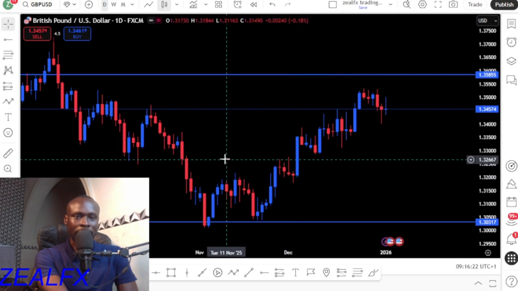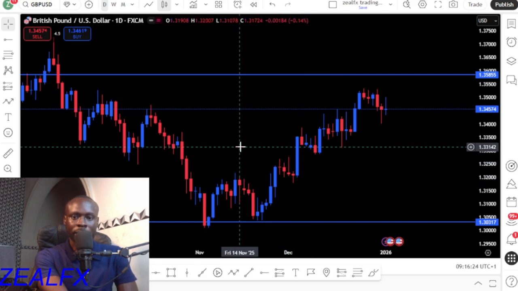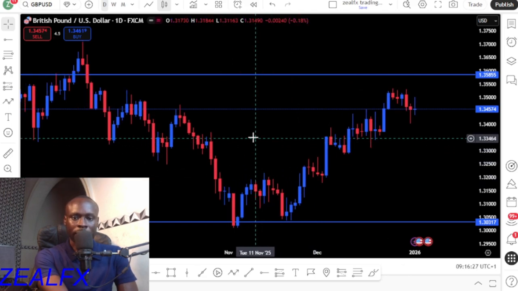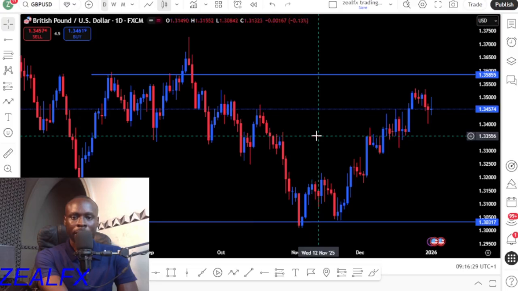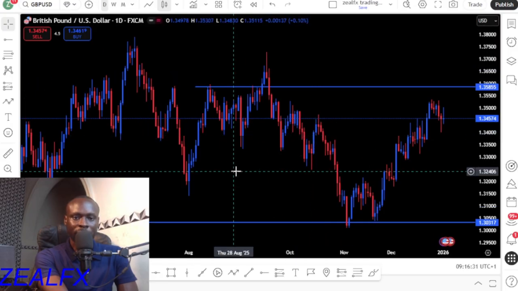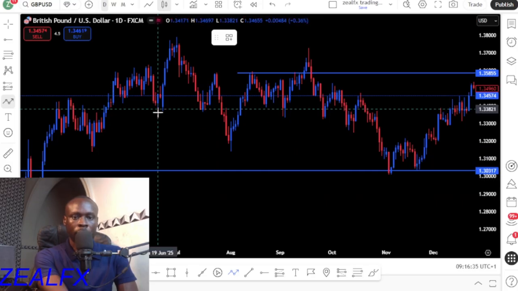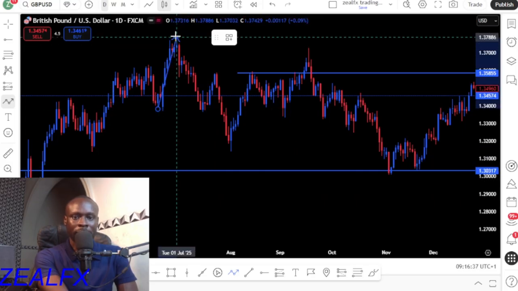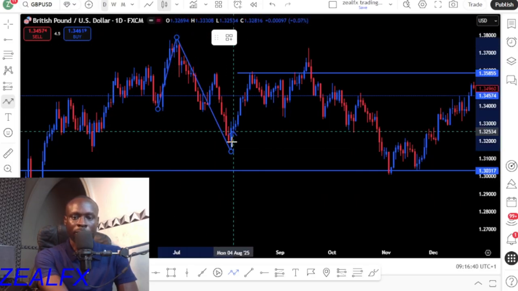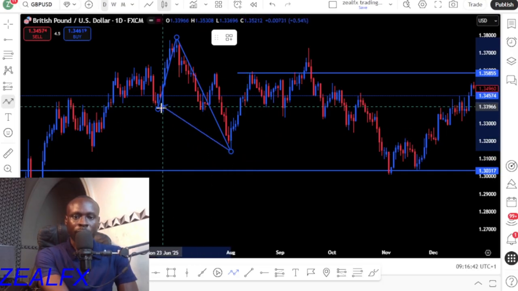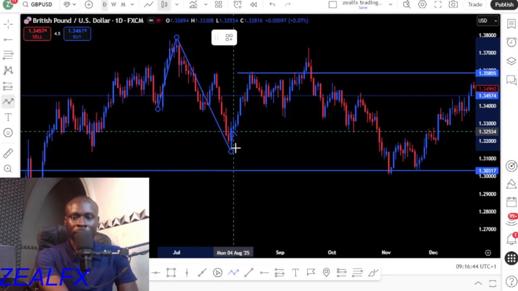So let's look at the Great British Pound USD on the daily charts. Let's look at the major structure first. It has a major structure break, which is we have this higher low, then price creates higher high, then price creates another break of structure from this level, which now creates a lower low.